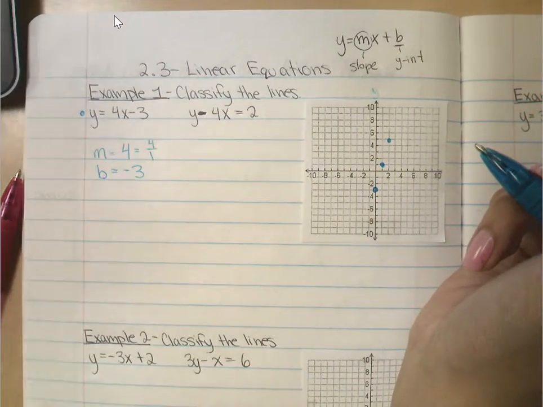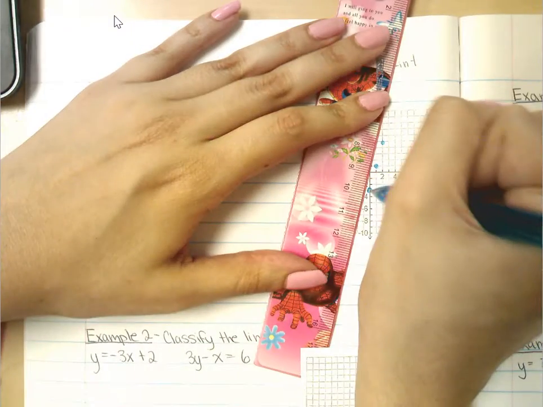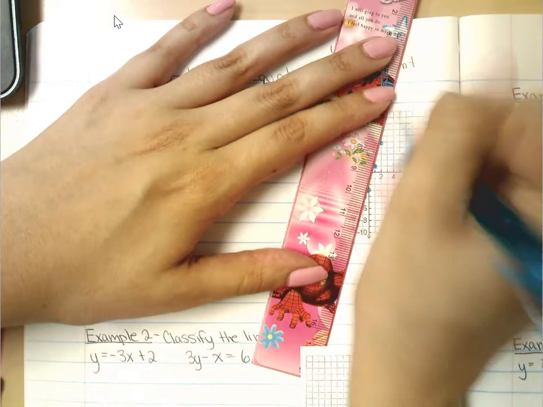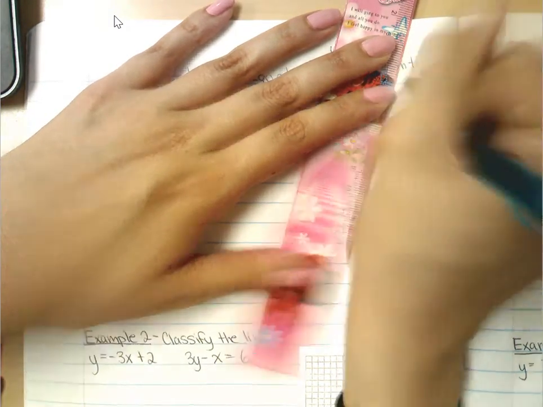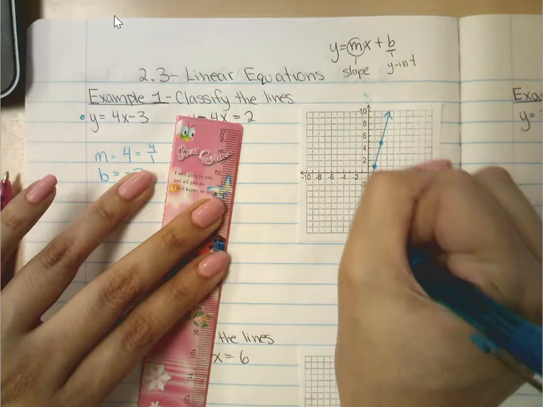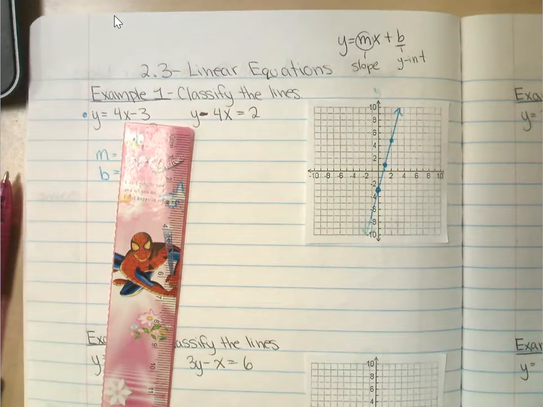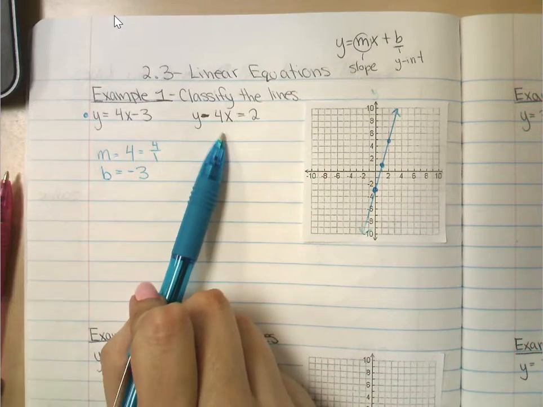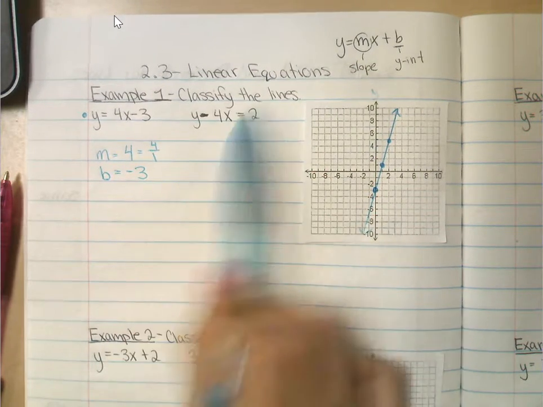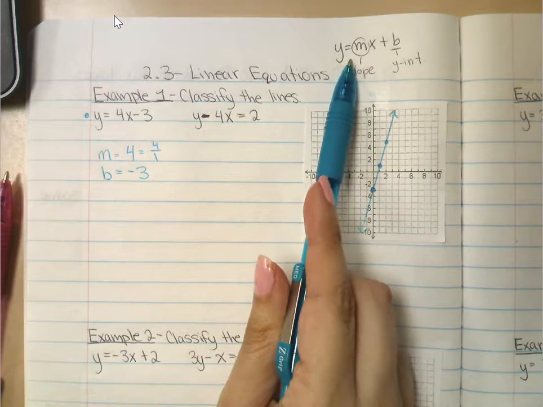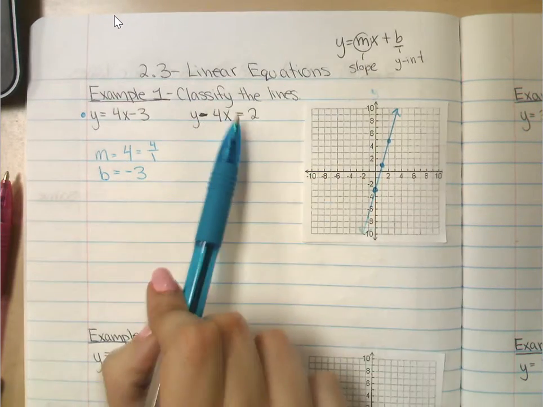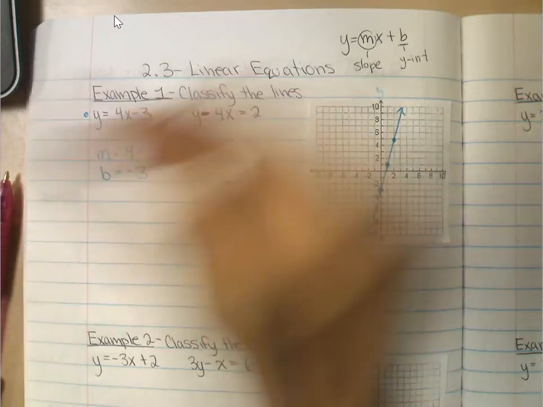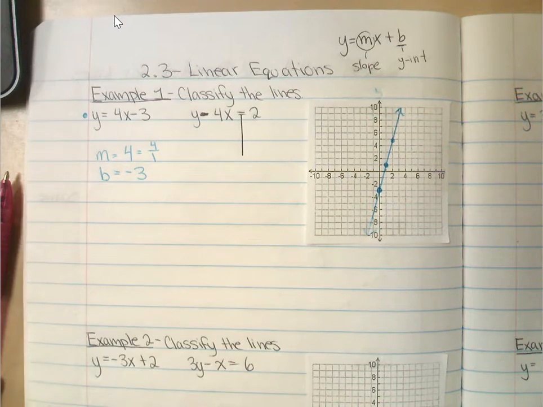Once you have those 3 points, you can connect them with a ruler and extend your graph. And that's your first line. So it's just graphing. For this one, I cannot graph it until I change it to slope-intercept form. I need to get the y by itself. So I'm going to solve this equation, get the y by itself.